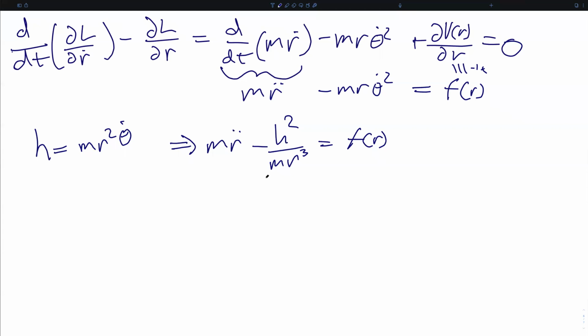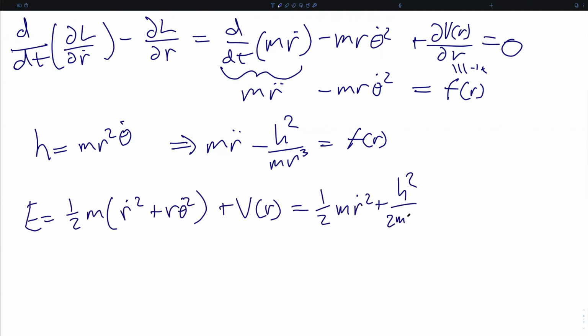Energy is conserved in this system as there's only a time-independent potential, and therefore we can write the total energy as the sum of the kinetic and potential energies, which works out to 1/2 mr dot squared plus h squared over 2mr squared plus our potential function v of r, and this must be a constant in time.